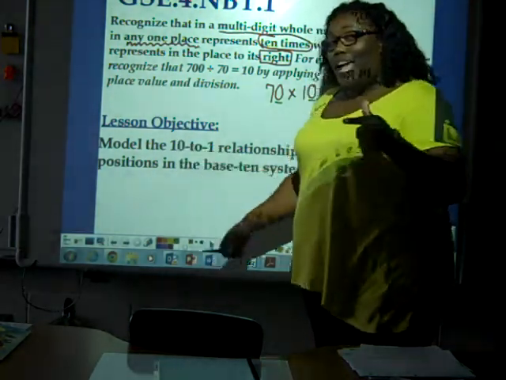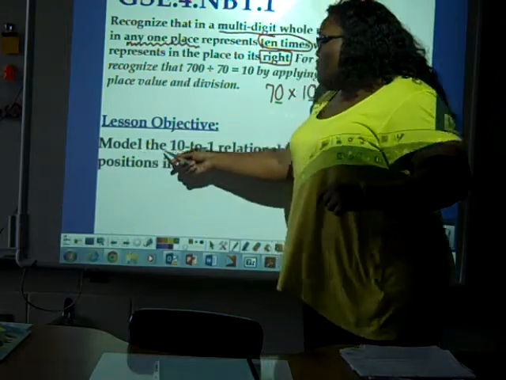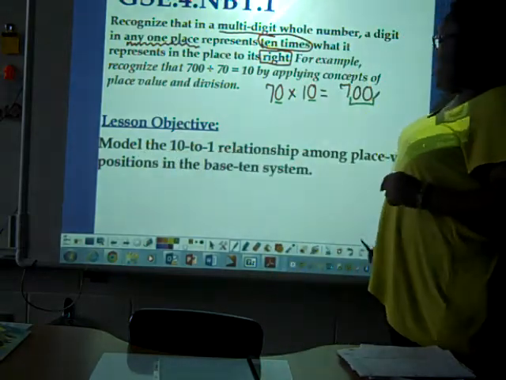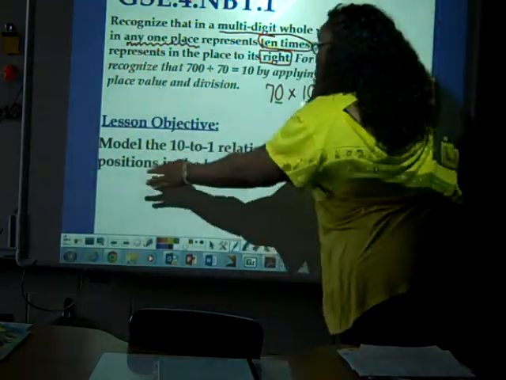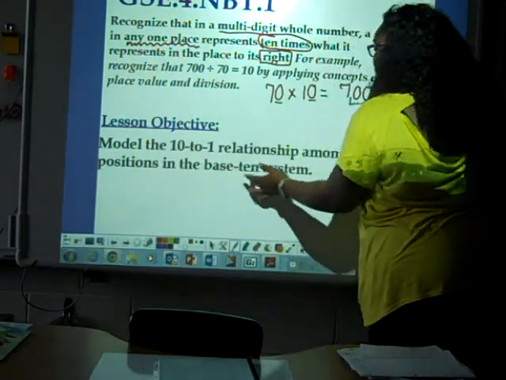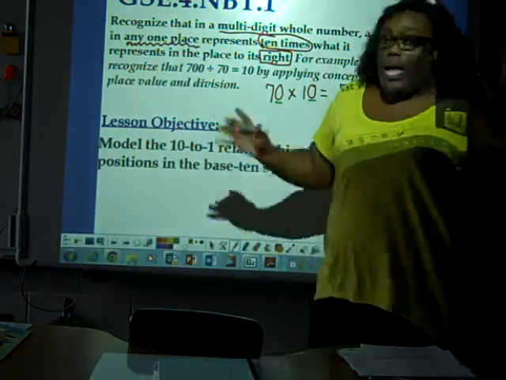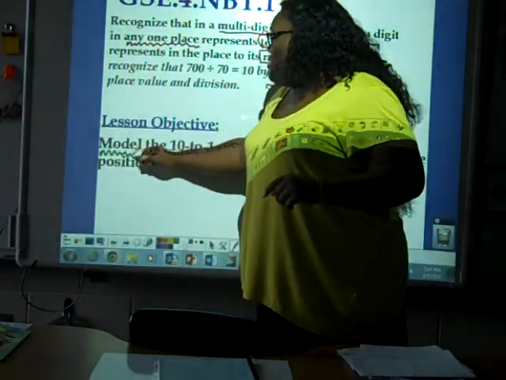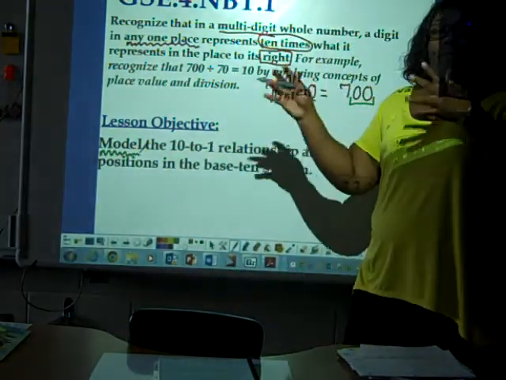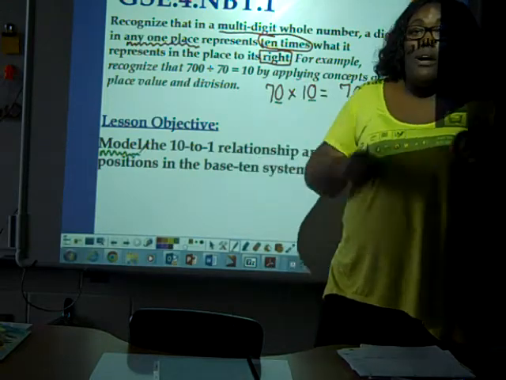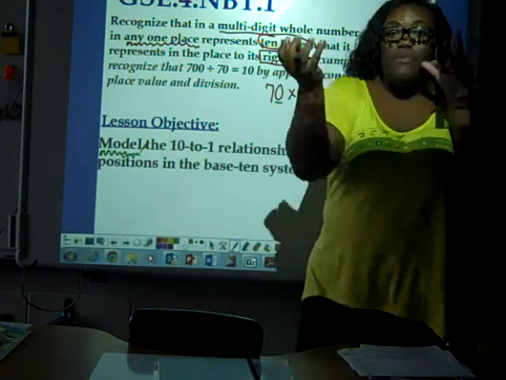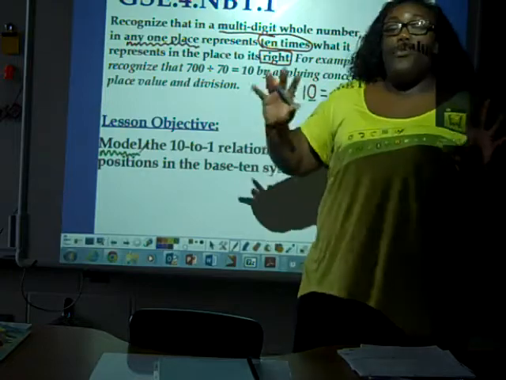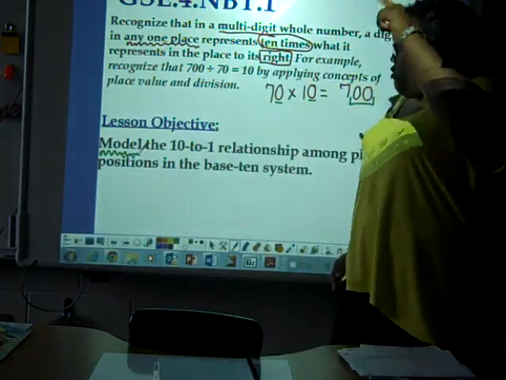So our lesson objective for this video, we're going to model the 10 to 1 relationship among place value positions in the base 10 system. I bet you're like, whoa. But the key word is we're going to model. 4th grade, it's all about drawing those models. We're going to use manipulatives and we're going to make this thing work. So let's move on.